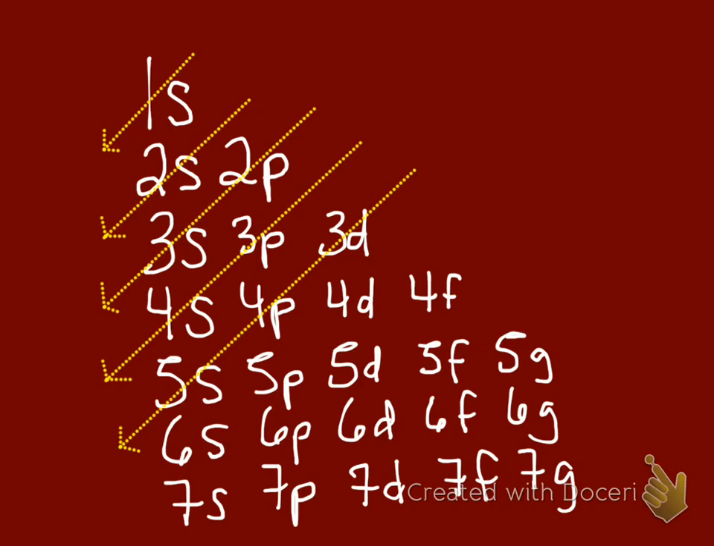This is why you have to learn to draw this diagram, because there's no way to remember these without the diagram. After 5s, we start filling 4d, then 5p, then 6s. And if we get something that's actually all the way up to 6s, after 6s, we start filling 4f, 4f, 5d, 6p, 7s.